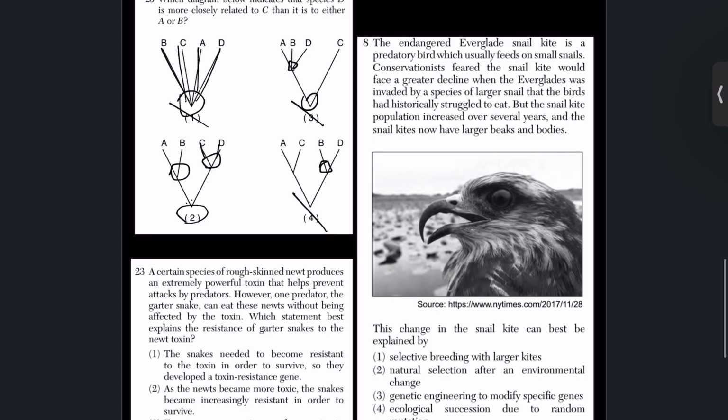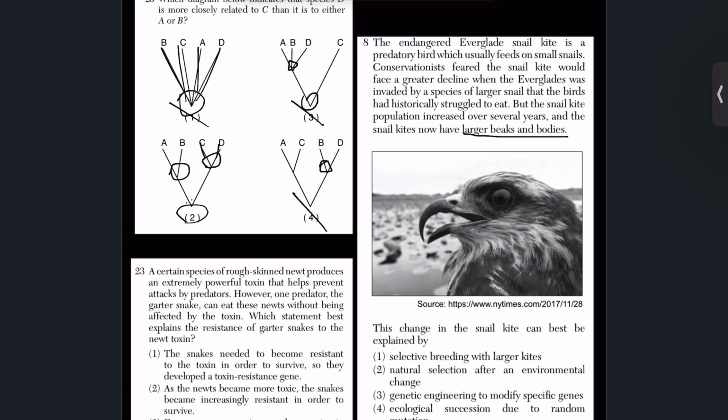Okay, now we'll move on to number 8. We have the endangered Everglades snail kite is a predatory bird which usually feeds on small snails. Conservationists feared that the snail kite would face a greater decline when the Everglades was invaded by a species of larger snails that the birds had historically struggled to eat. But the snail kite populations increased over several years, and the snail kites now have larger beaks and larger bodies. So that last part there is key. It shows that over generations they have changed, which demonstrates that evolution has occurred, and they have now changed something to adapt to the environment.